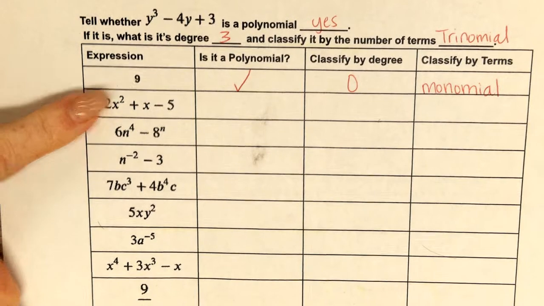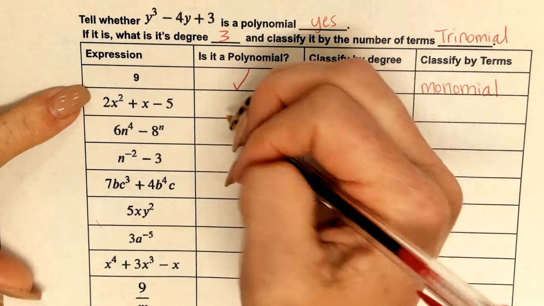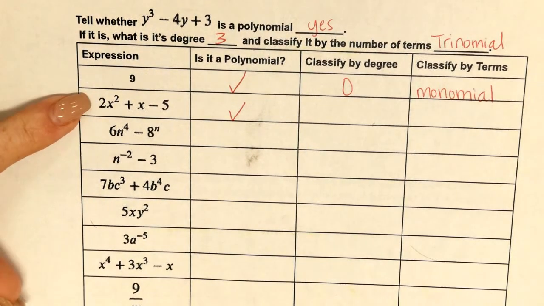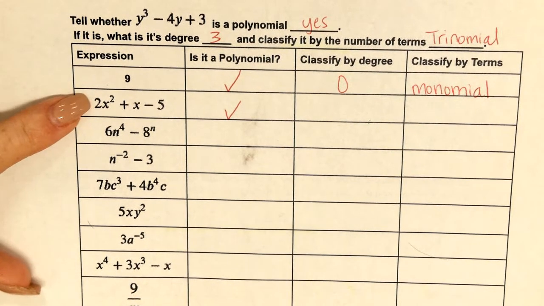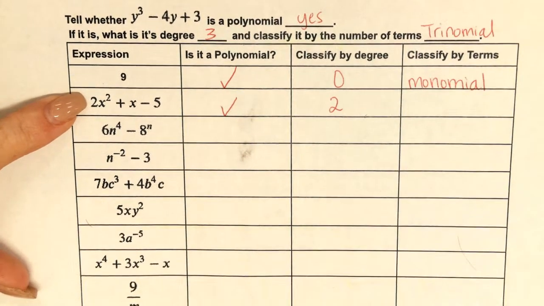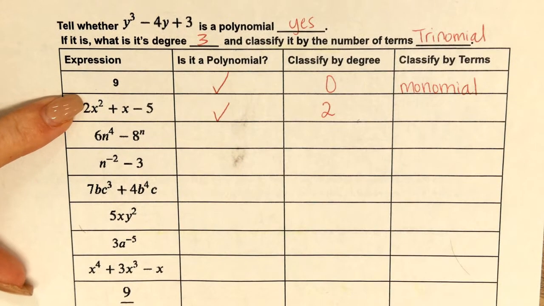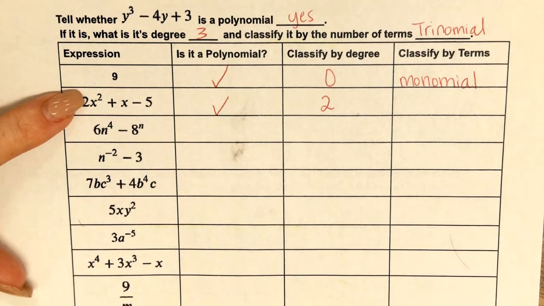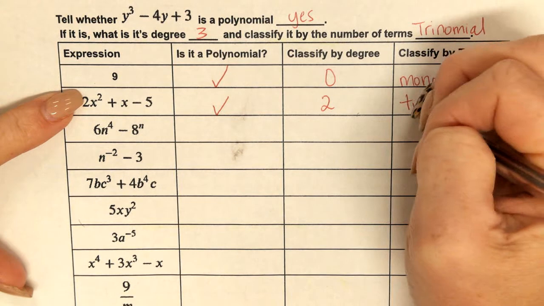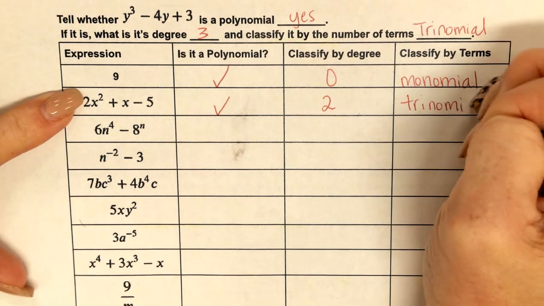Okay, the second one, is it a polynomial? Yes. What's its biggest degree? 2. How many terms does it have? So what would I call it? A trinomial.